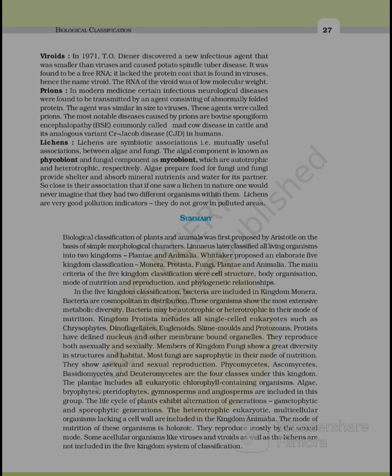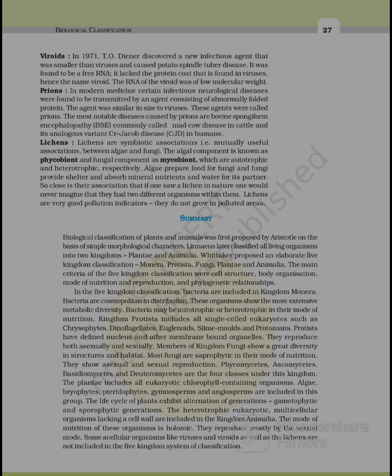Members of kingdom Fungi show a great diversity in structure and habitat. Most fungi are saprophytic in their mode of nutrition. They show asexual and sexual reproduction. Phycomycetes, Ascomycetes, Basidiomycetes, and Deuteromycetes are the four classes under this kingdom. The Plantae includes all eukaryotic chlorophyll-containing organisms. Algae, bryophytes, pteridophytes, gymnosperms, and angiosperms are included in this group. The life cycle of plants exhibits alternation of generations, gametophytic and sporophytic generations.